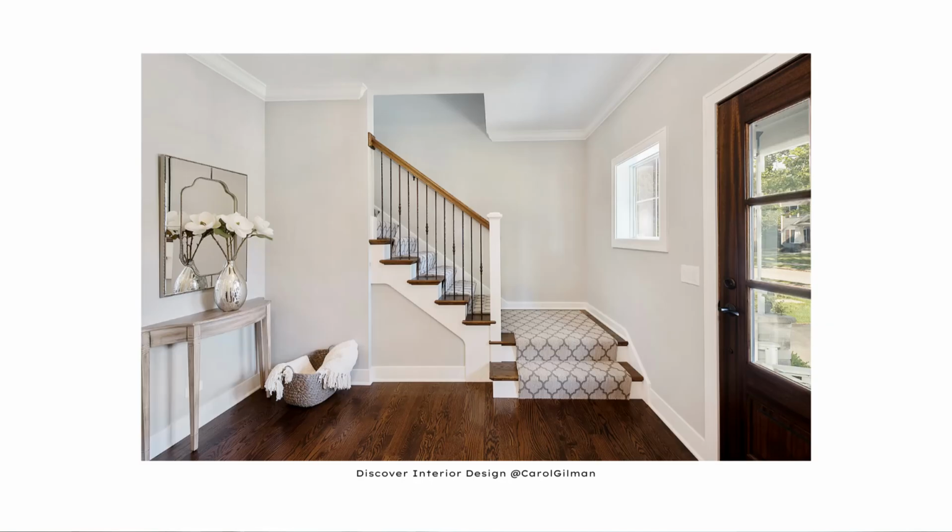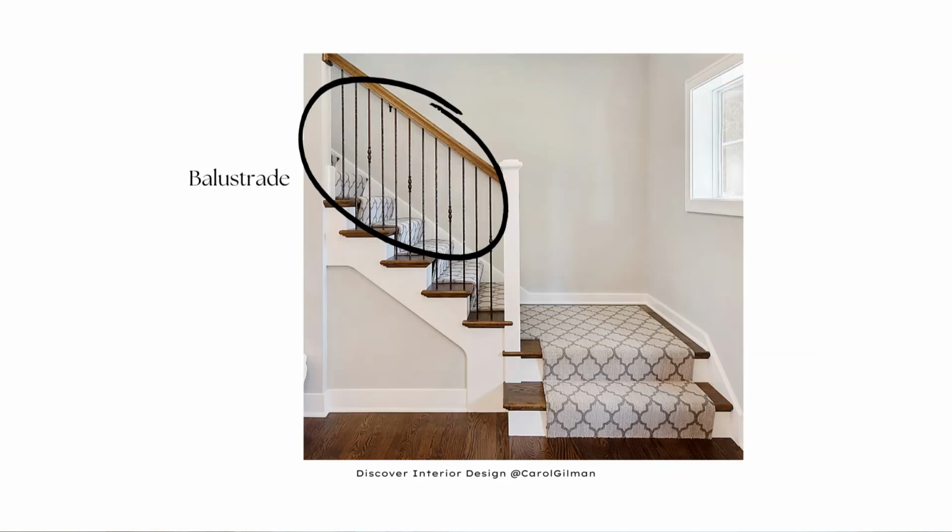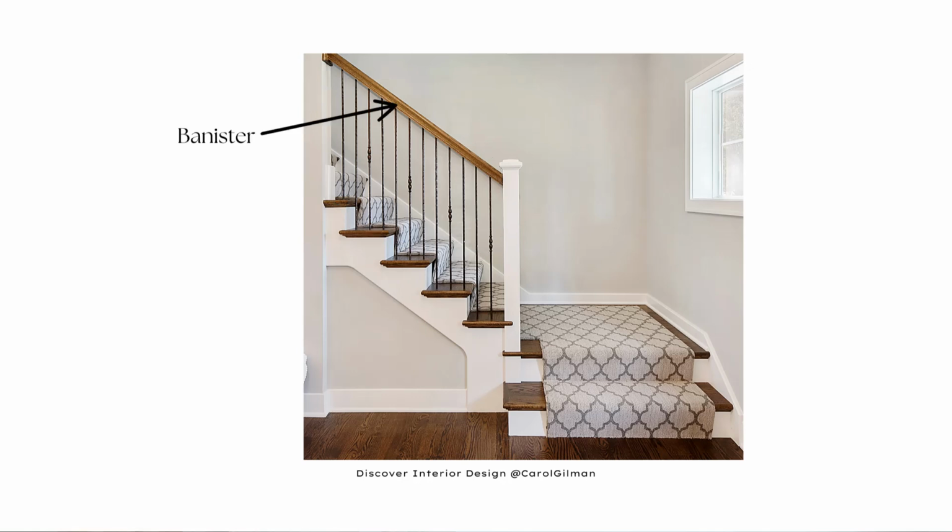And then if we zoom out a little bit, we can take a look at all of those railings and posts. An overall term that's used to describe that railing system is called a balustrade. And the balustrade consists of a railing, which is called the banister, and the posts that are underneath the banister are referred to as the balusters.